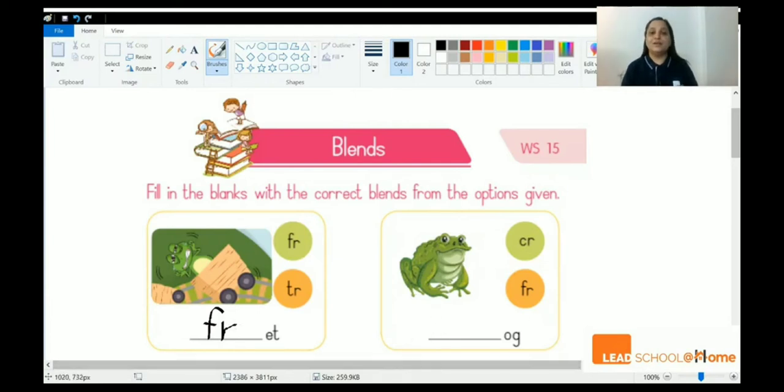Now, tell me, do you know what this is? Yes, this is frog. So what is the blend which we hear in this word frog? This blend or this blend? Yes, we hear the blend fr. We hear this blend. So we will write the blend fr here. Write it with me in your workbook.